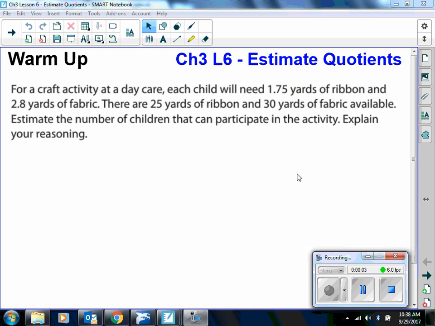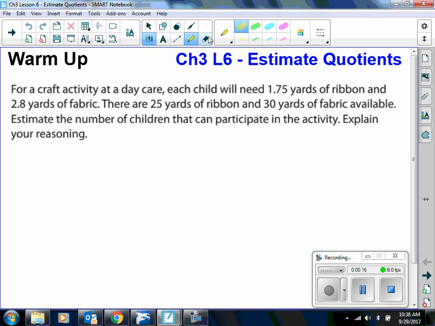So Chapter 3, Lesson 6 is Estimate Quotients. It says here, for a craft activity at a daycare, each child will need 1.75 yards of ribbon and 2.8 yards of fabric. There are 25 yards of ribbon and 30 yards of fabric available. We want to estimate the number of children that can participate in the activity and explain our reasoning.